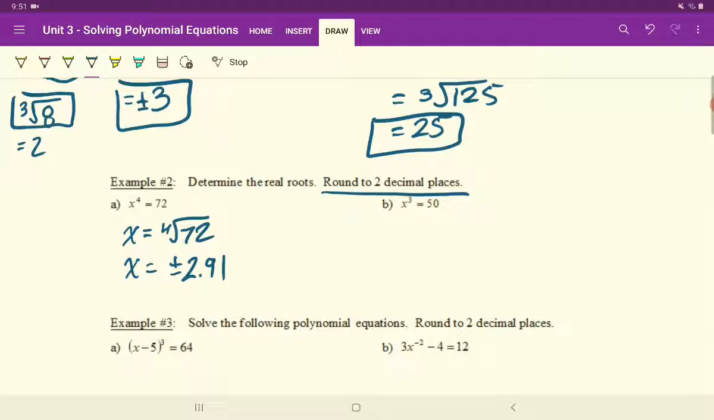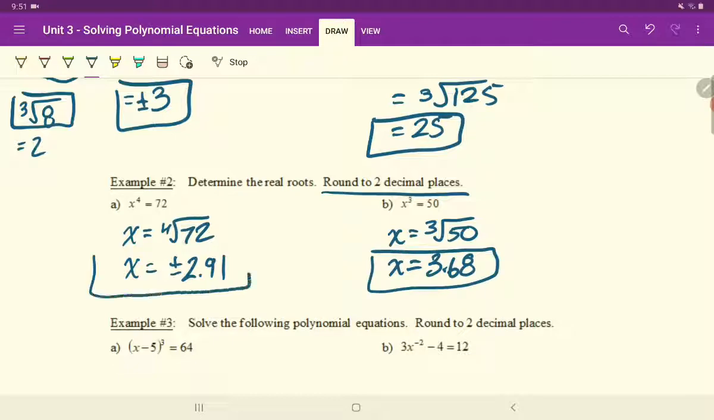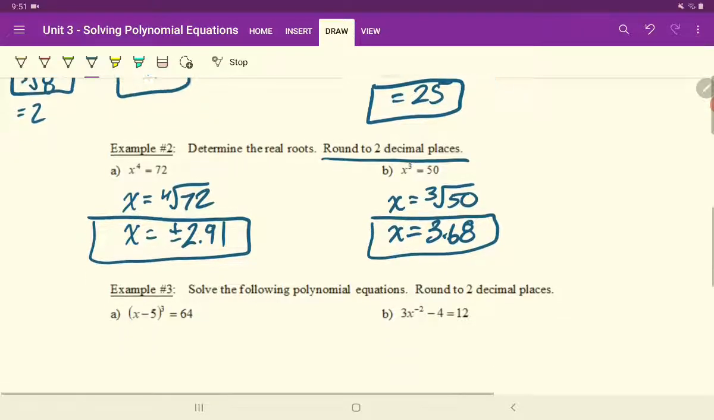Next is the cubed root of 50. Okay, cubed root of 50. This time we don't need to put a plus or minus. It does not apply here. You get 3.68. Okay, so very easy and straightforward so far.